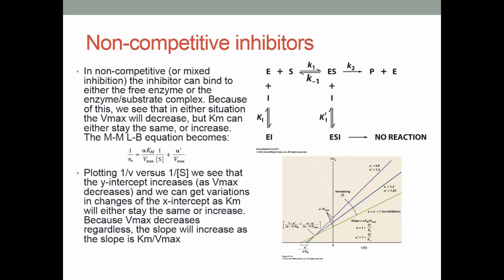Non-competitive inhibitors can bind either the free enzyme or the enzyme-substrate complex, which appears as an overall decrease in product formation, but the apparent substrate affinity can either increase or decrease. However, because Vmax always decreases, the slope of the Lineweaver-Burk plots, which is Km over Vmax, will always increase in the presence of increasing inhibitor.